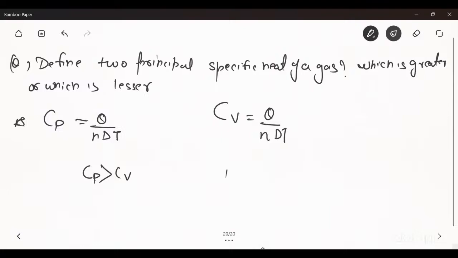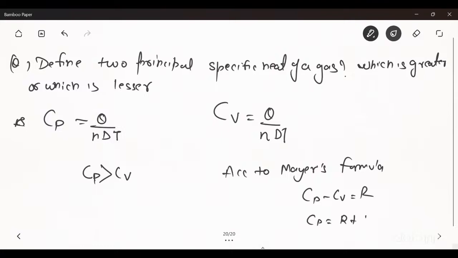Why? According to Mayer's formula, Cp minus Cv is equal to R. So Cp is equal to R plus Cv, and R is the universal gas constant. The value of R is 8.314 joule per mole Kelvin or 2 calorie per mole Kelvin. So that's why Cp is always greater than Cv.